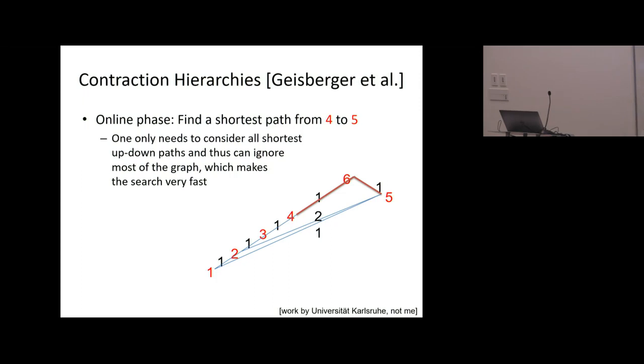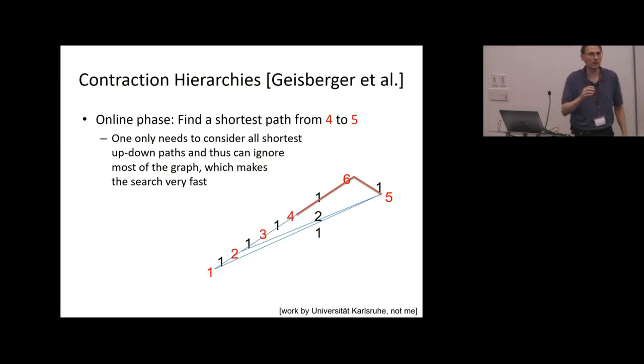Now, in reality, it will not always be that easy. There might be a couple of them, and so you need to search them. How do you search them? Well, you start at the start node. You do a forward search that only goes up. You start at the goal node, you do a backward search that only goes up. Right? And then they meet somewhere, and that gives you all the up-down paths. So that allows you very easily to identify the shortest up-down path. That's the one that you return, and it happens to be the shortest path in the original graph.